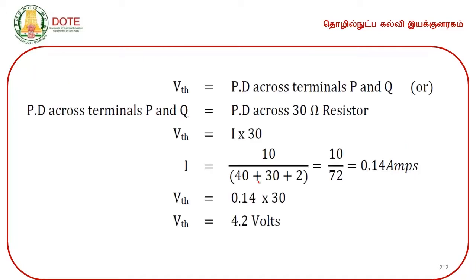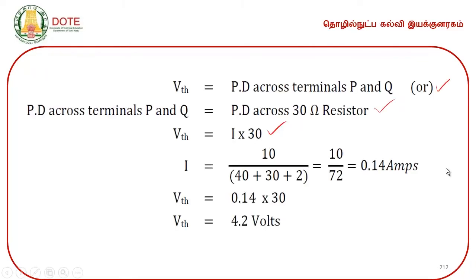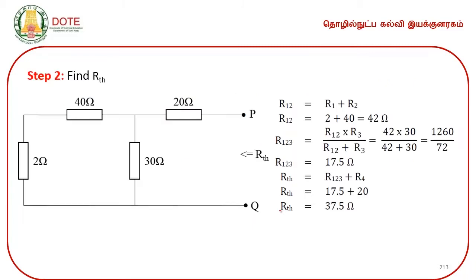You see here VTH is the potential difference across the terminals P and Q. Potential difference across the terminals P and Q is equal to potential difference across the 30 ohm resistor. So, VTH is equal to I into 30, I is equal to 10 by 40 plus 30, and VTH is equal to 0.14 into 30, which will yield you 4.2 volts. Step 2, you need to find out RTH.